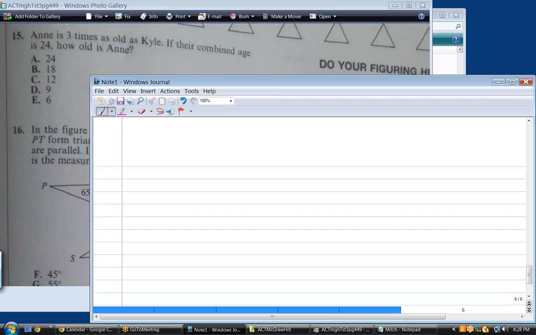Is it B, 18? Yeah. How did you do it? You just kind of experimented with some of these numbers? You basically back solved it, didn't you? Yeah, in other words, you looked at some of the numbers and figured, well, if she's 18, Kyle's got to be 6, and 18 plus 6 is 24. That's correct. So I would never try to solve this algebraically.